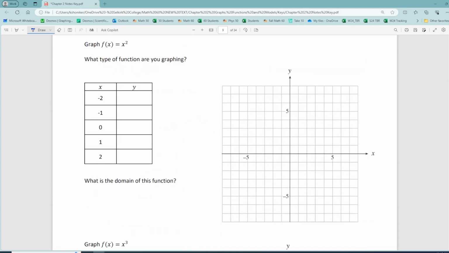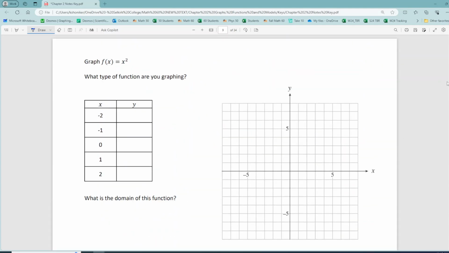All right, let's try this next one. Now, you're welcome to pause the video and try these on your own, but I'll just keep going. So again, we're putting in values of x. For this one, I'm putting in negative 2, and now my equation is squaring it. So negative 2 squared is 4. Negative 1 squared is 1. 0 squared is 0, 1 squared is 1, and 2 squared is 4. If I go to graph this, I'm going to start at 0, 0.